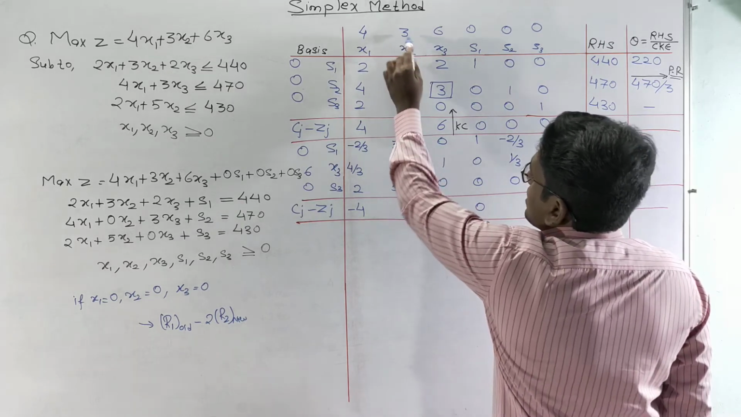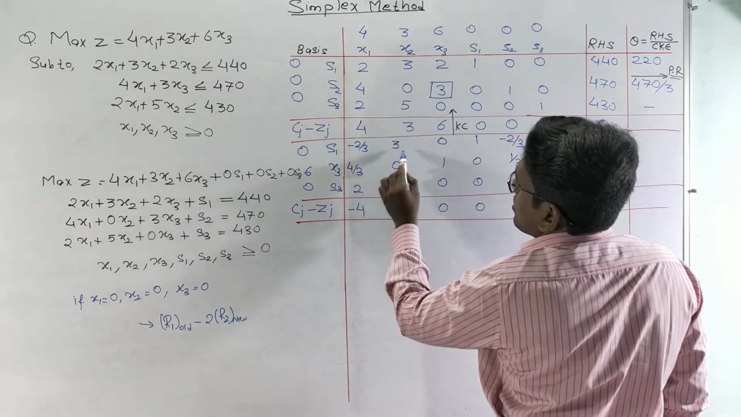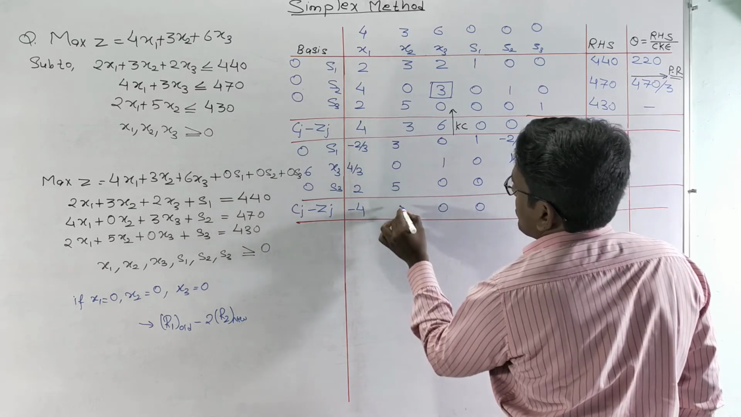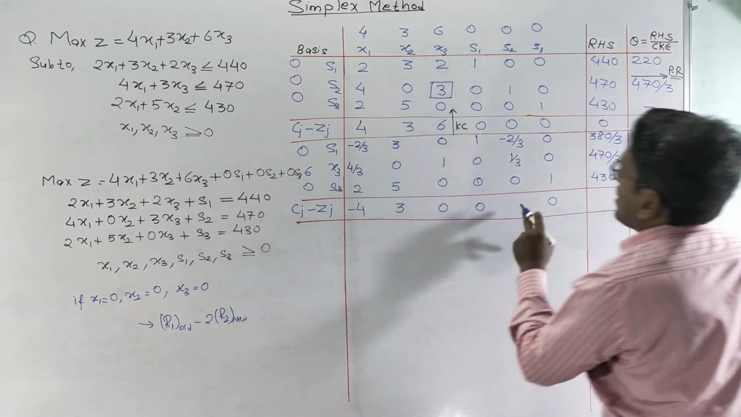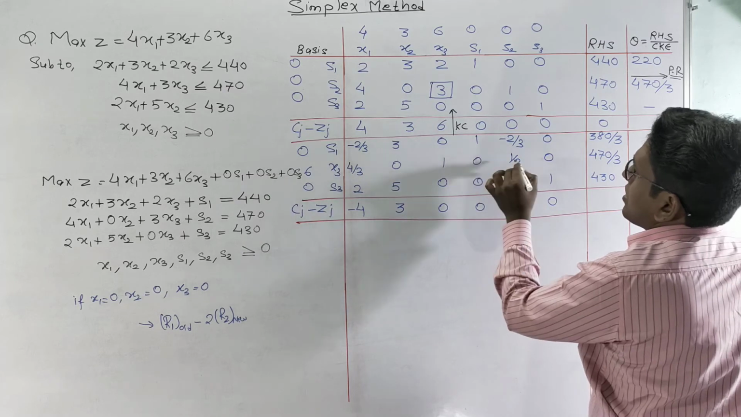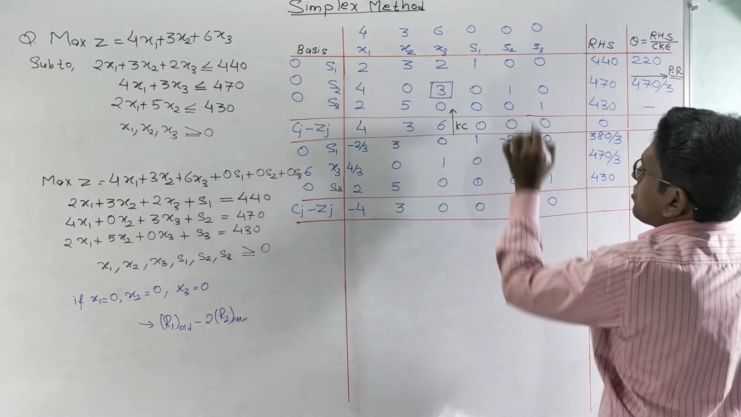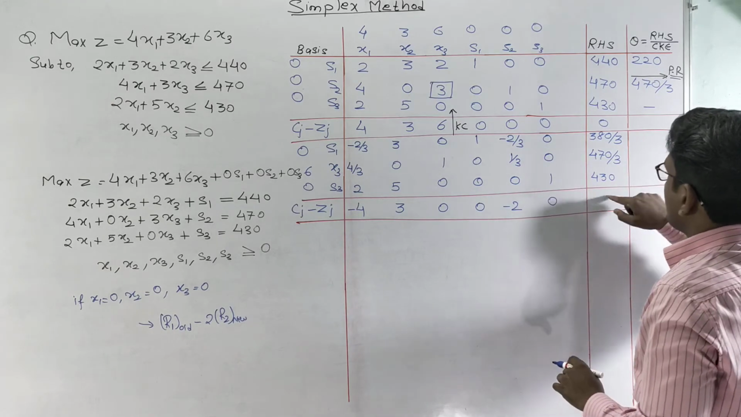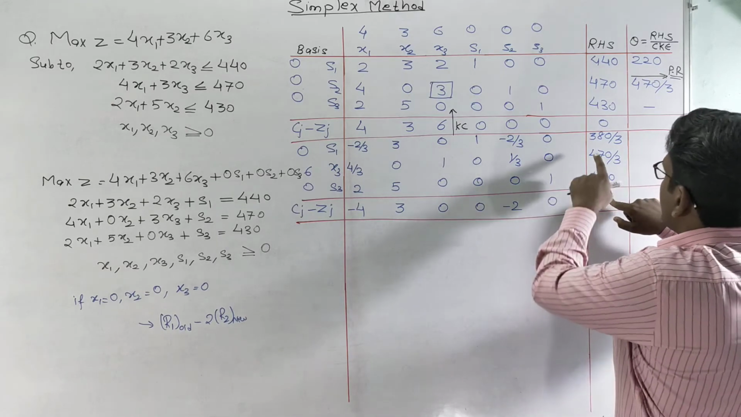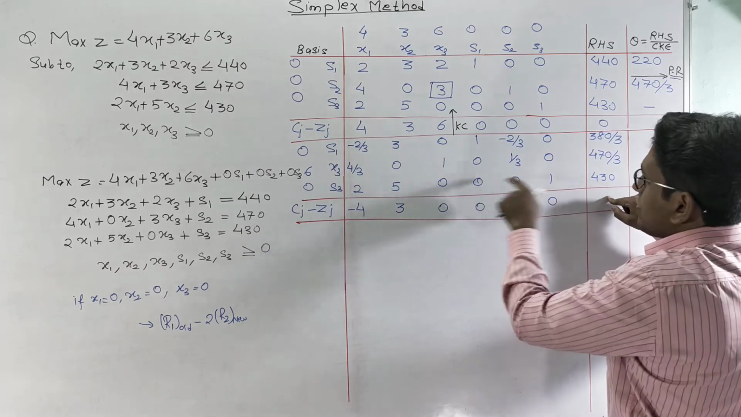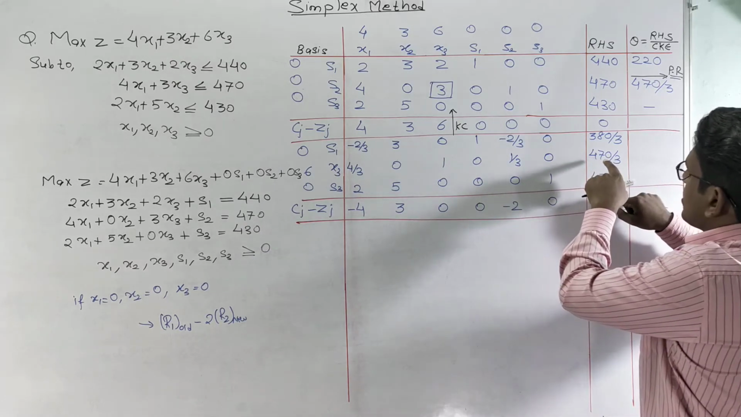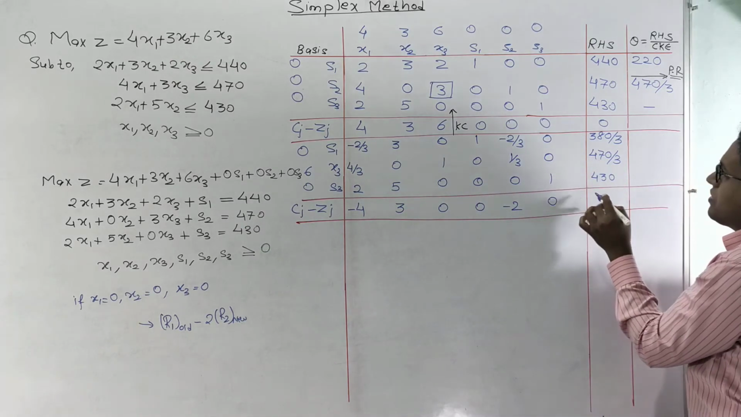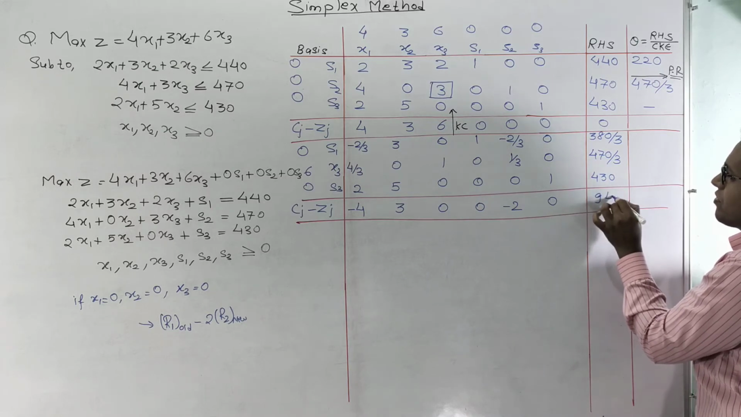Okay, now let us calculate the remaining values. This will be 3 minus 0 into 3, which is 3 minus 0 is 3 plus 3, and this is 6 by 3 is 2, 0 minus 2 is minus 2. Okay, and here we will calculate the value of z. So this will be 0, this will be 0, 470 into 2, this will be 940.